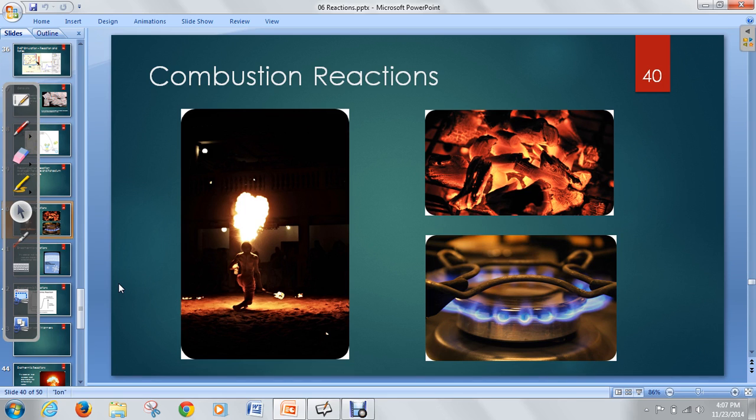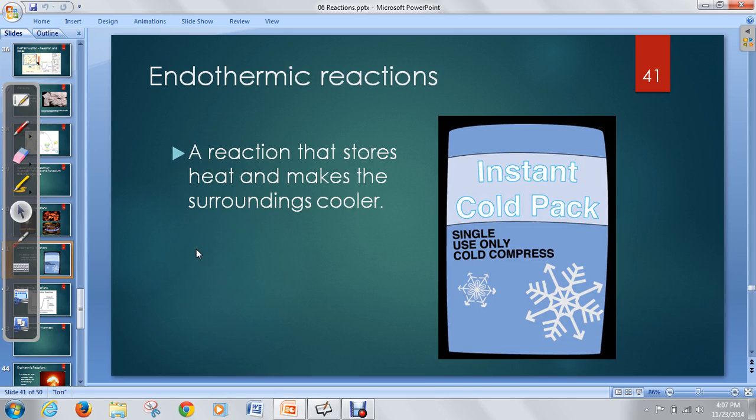Okay? So, we're pretty familiar with combustion reactions because of this nice expulsion of energy, okay? But we see that as a flame, but let's talk about the reverse, okay? So the reverse of this nice release of energy and heat is what we call an endothermic reaction, okay? So endothermic reactions we're probably not as familiar with, but this is kind of the opposite of a combustion reaction, or this reaction when heat is released. Instead of that heat being released, the reaction actually stores the heat and makes the surroundings cooler, okay?